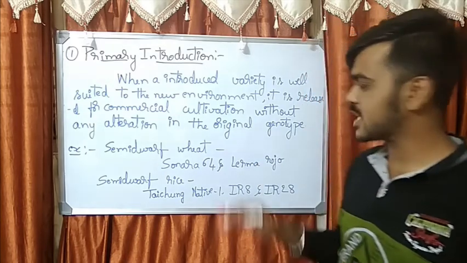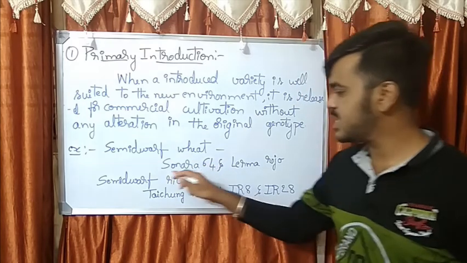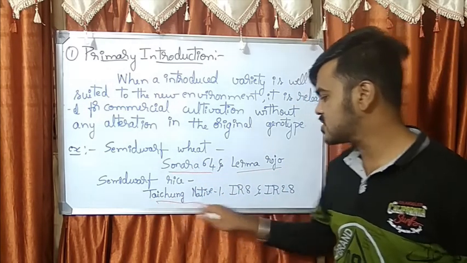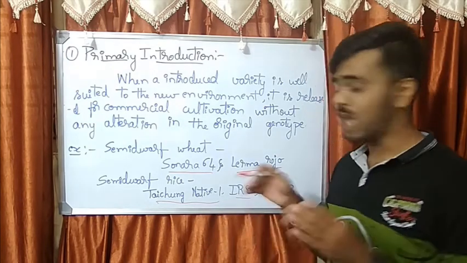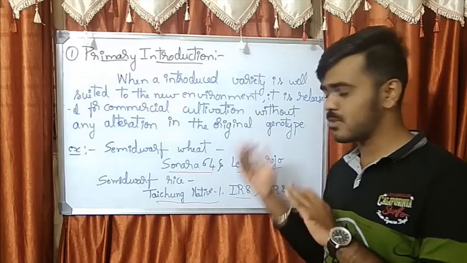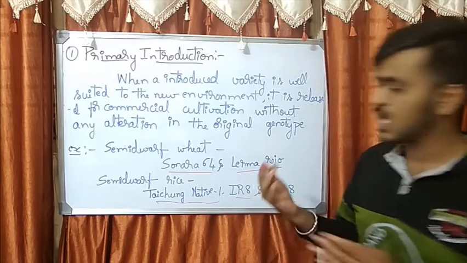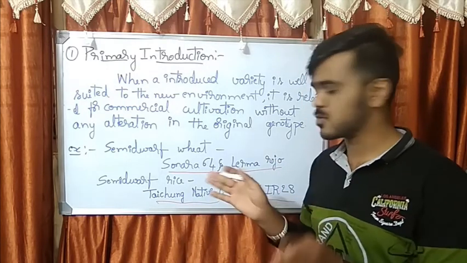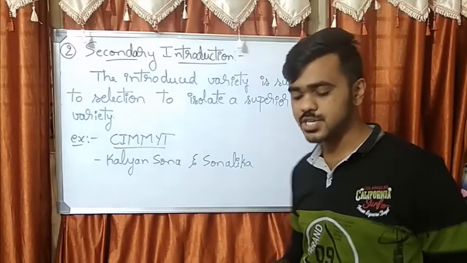Just remember the examples of the primary introduction. These are very familiar ones. The semi-dwarf wheats, Sonora 64 and Lerma Rojo, and the semi-dwarf rice, Taichung 81 and IR8, IR28. They are well suited to our environment and were brought from places where they had not been grown here. Then they were left for commercial release. No further process has been made on this. Next comes the secondary introduction.